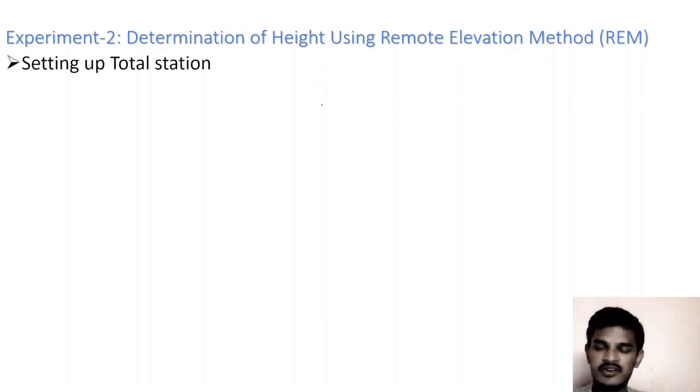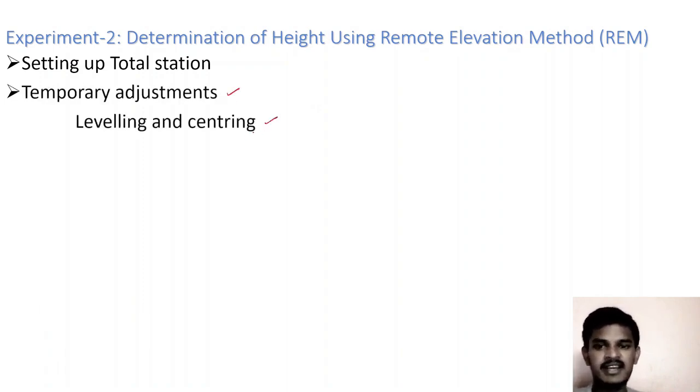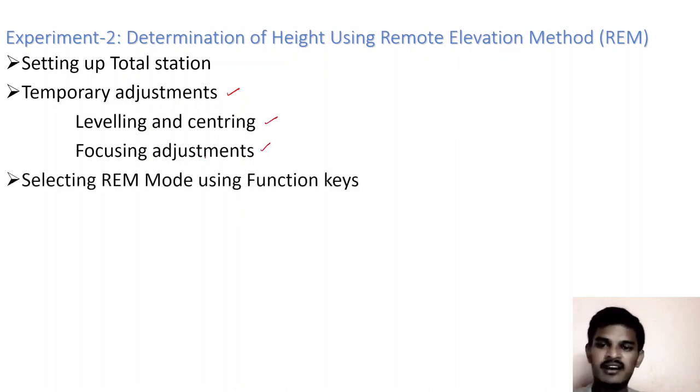First we'll set up our instrument, the total station, and perform the temporary adjustments. We have already seen this. In temporary adjustments we have leveling and centering, and then the focusing adjustment, that is removing the parallax. Then by using the function keys, we have different modes through which we can work with the telescope of this total station.